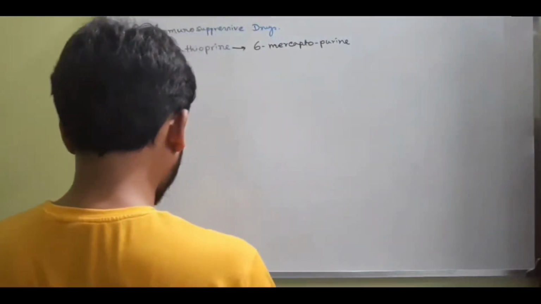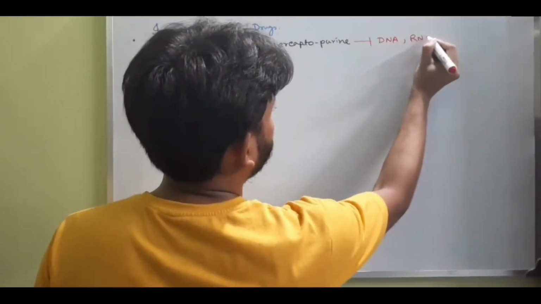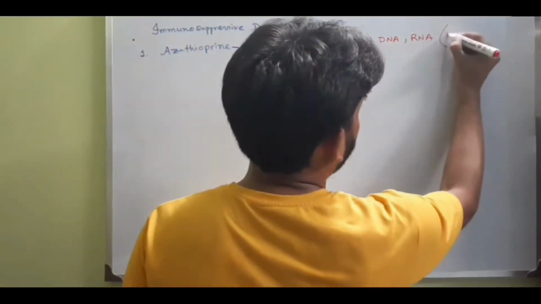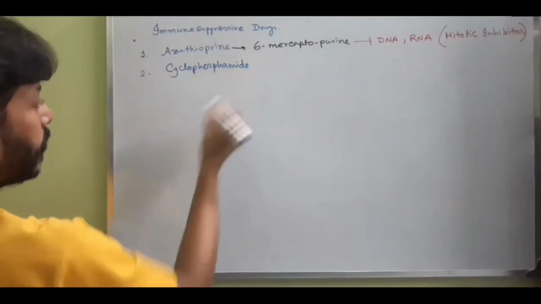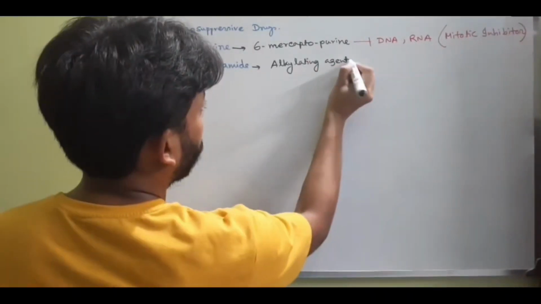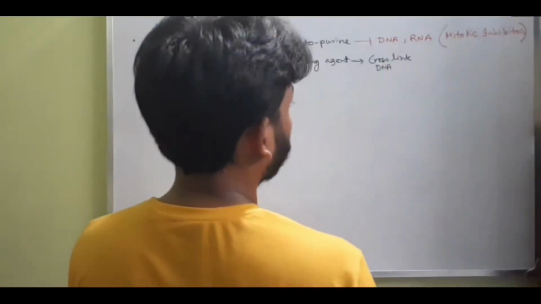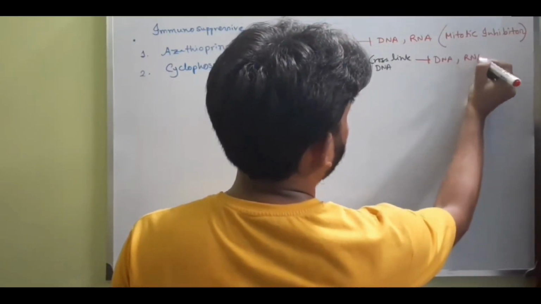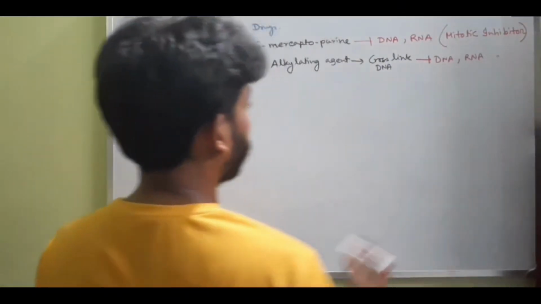This molecule prevents DNA synthesis and RNA synthesis, that means replication and transcription. So it is actually a mitotic inhibitor. So it inhibits mitosis. Cyclophosphamide is an alkylating agent. This agent cross-links with DNA and also prevents DNA replication and RNA synthesis, that means transcription. It performs the same function, so it is also a mitotic inhibitor.